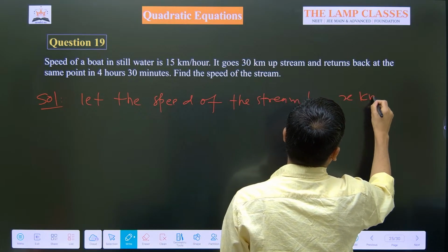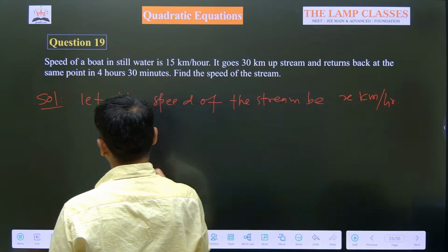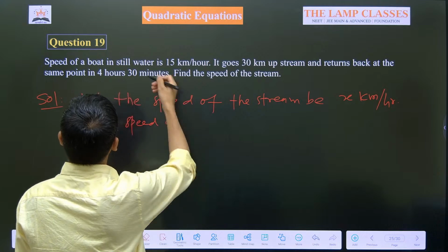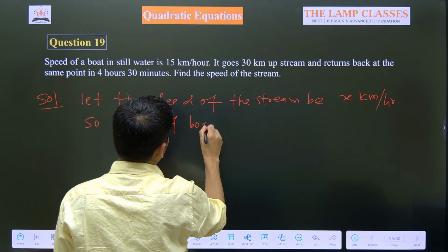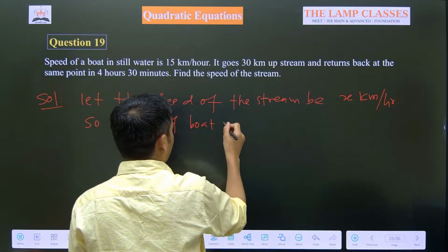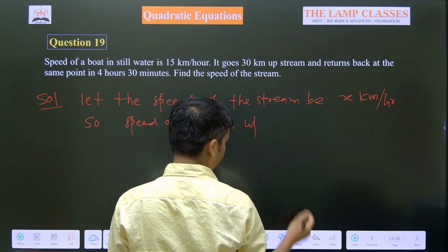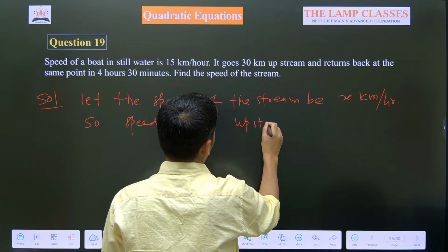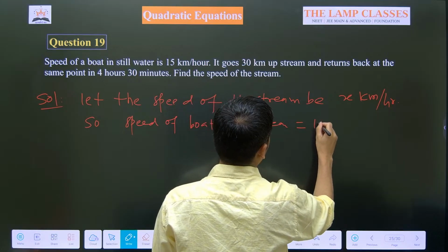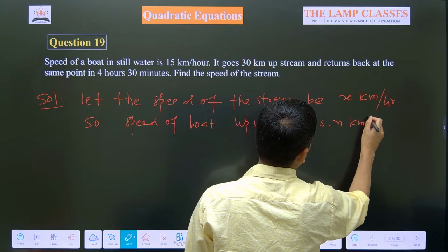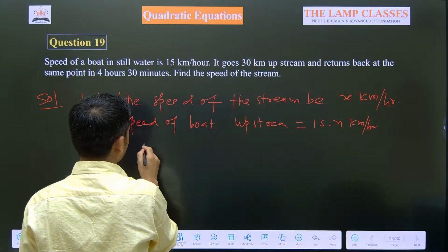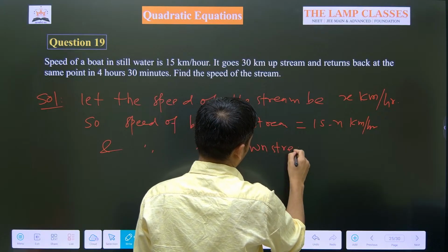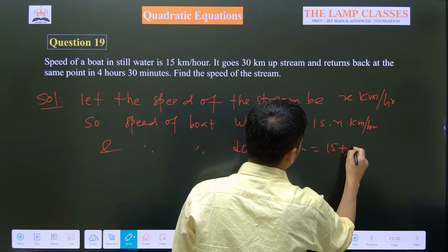Let the speed of the stream be x kilometer per hour. So the speed of the boat in upstream will be 15 minus x kilometer per hour, and downstream 15 plus x, right?